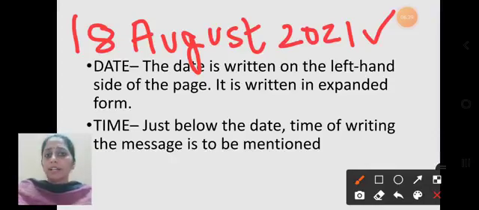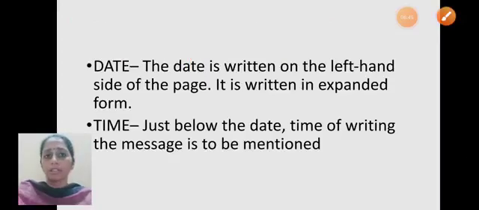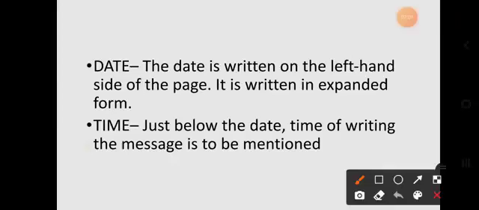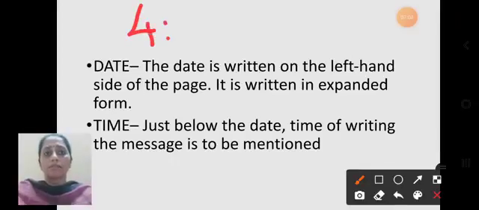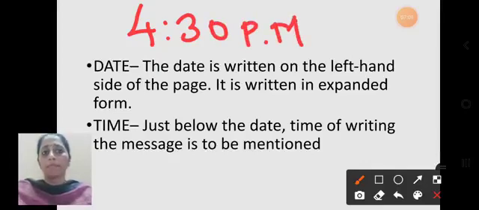Okay. Just below the date, write the time of the message. What time you are writing that message is very important. So, date will come on the left hand side, and just below the date, you will write down the time as well. How will you write down the time? It will come as 4:30 p.m. Okay? Clear, students?